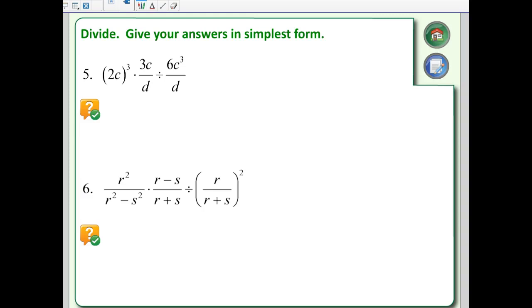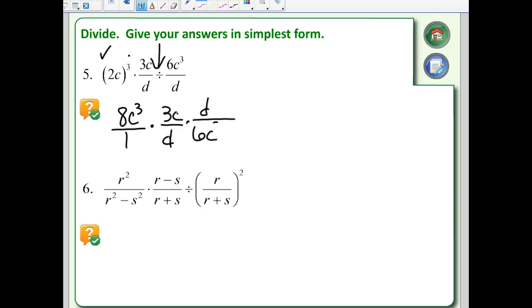Okay, so let's look at number 5, and then we'll say we're done. If we look at number 5, order of operations says that I need to take care of this first. So hopefully you know 2c cubed. Remember, the cube on the outside goes to everybody on the inside. We've got 8c cubed, and we're going to put that over 1 times 3c over d. And then did you notice I've got division? So I've got to multiply that by the reciprocal, and so I flip it.